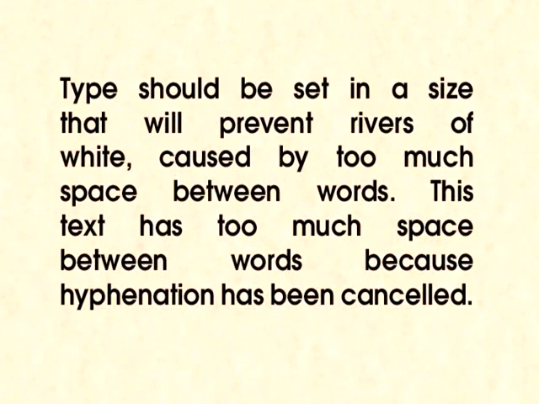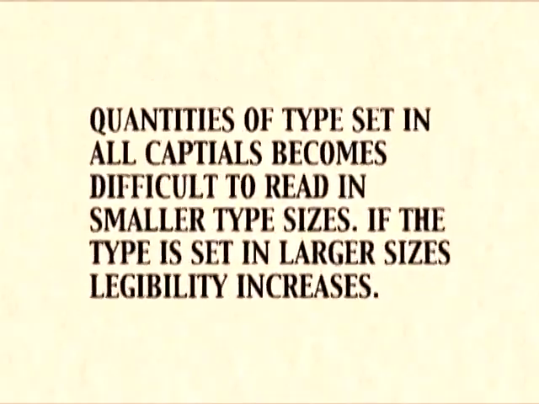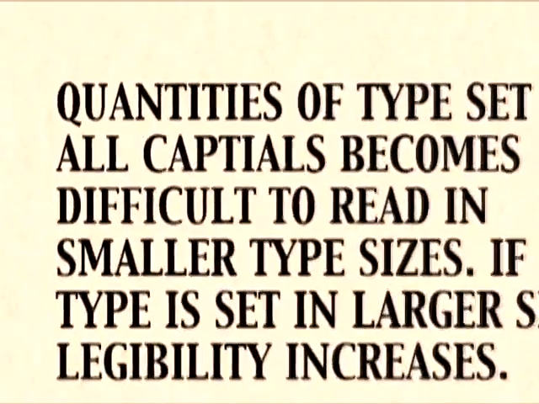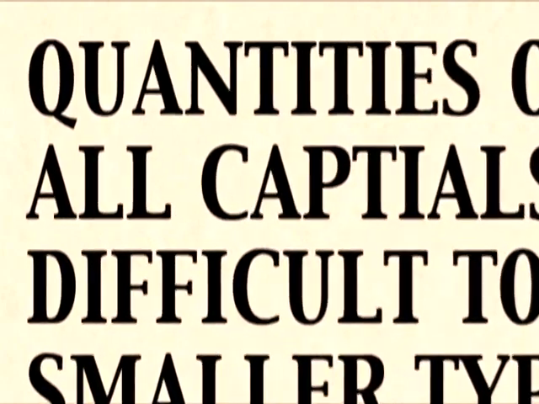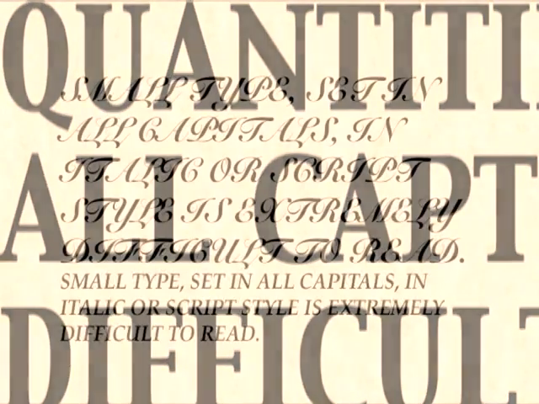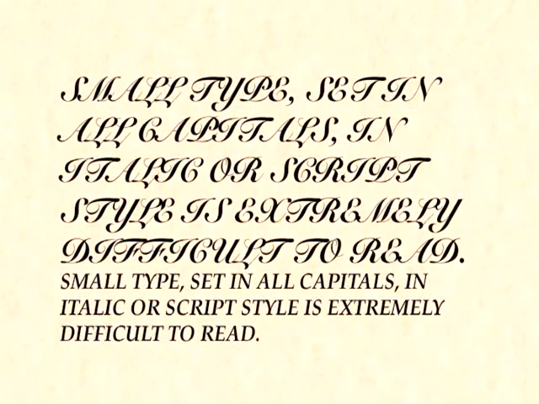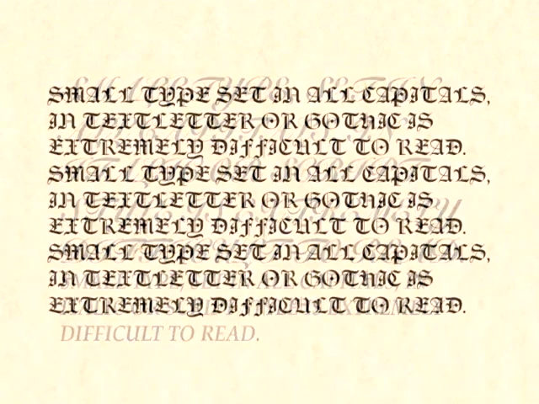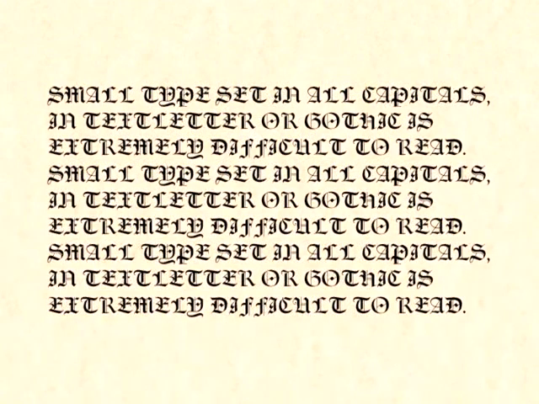Type should be set in a size that will prevent rivers of white caused by too much space between the words. This text has too much space between words because hyphenation has been canceled. Quantities of type set in all capitals becomes difficult to read in smaller type sizes. If the type is set in larger sizes, legibility increases. Small type set in all capitals, in italic or script style is extremely difficult to read. Type set in all capitals, in text letter or Gothic style is extremely difficult to read.